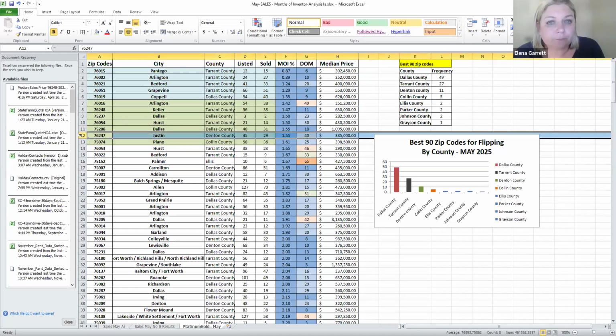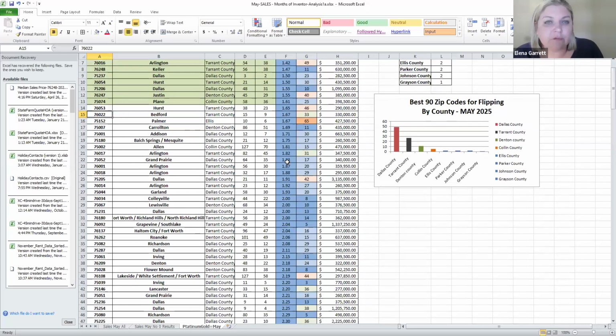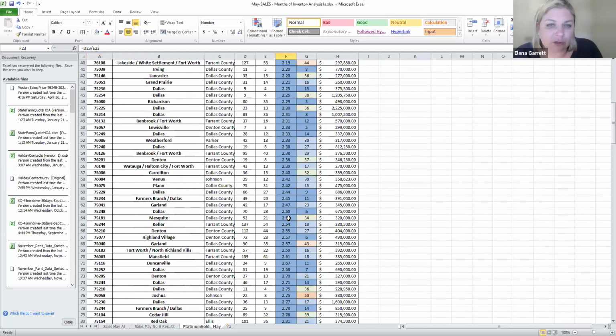Or Justin. So Justin has 1.55 months of inventory and 40 days on the market on average. And 76016 Arlington has 1.42 months of inventory, but almost 50 days on the market. So just be mindful of that. So the best, like, 12 zip codes are these ones. And then anything here that you see, so how do you read my table? If it's in dark blue, those are the best colors.